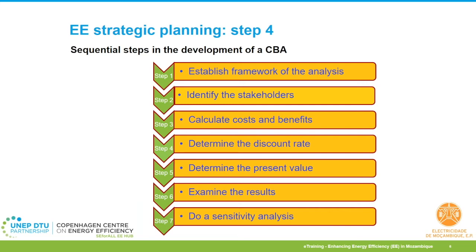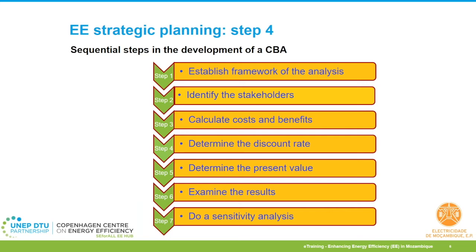The fifth step is determine the present value. And this is important because this is a measurement of profit that is calculated by subtracting the present values of cash outflows from the present values of cash inflows over a period of time. The sixth step is examine the results and use them as the basis for a decision recommendation. By examining the results, you can compare the different options that you are taking into consideration.